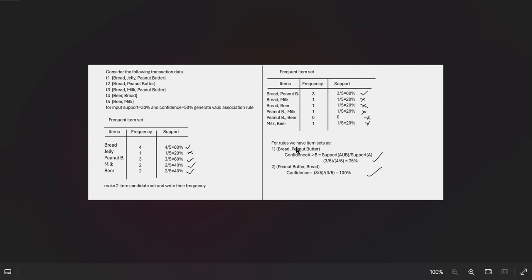So for rules we have the item set bread and peanut butter. Bread and peanut butter we have at 60% only. So confidence A to B is support of A union B divided by support of A. So 3/5 divided by 4/5 is equal to 75%. Peanut butter to bread confidence is equal to 100%. This is how we take out the confidence. So this is 100%, and this is 75%.